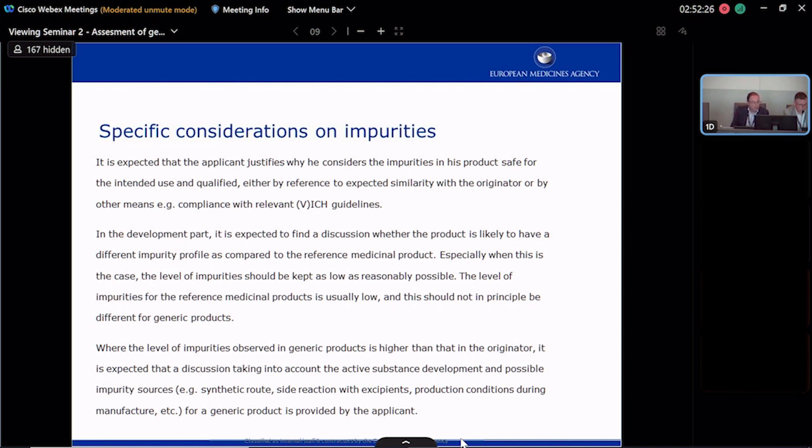Where the level of impurity observed in the generic product is higher than in the reference medicinal product, it is expected that the discussion takes into account the active substance development and possible impurity sources, like the synthetic route, side reactions with excipients, and production conditions during manufacture. This should be provided for a generic product by the applicant.